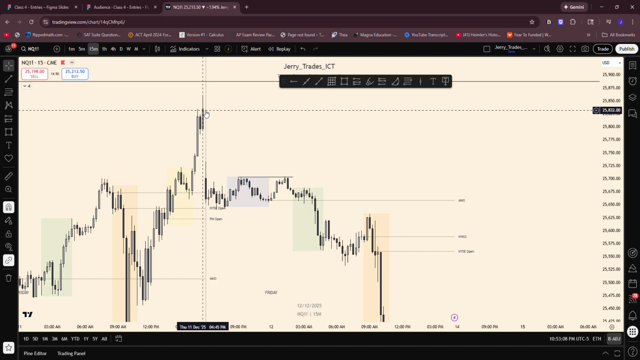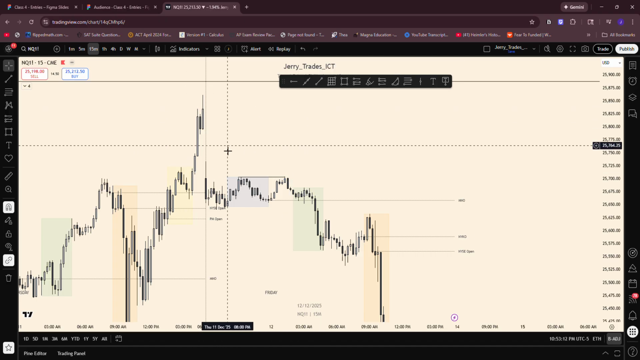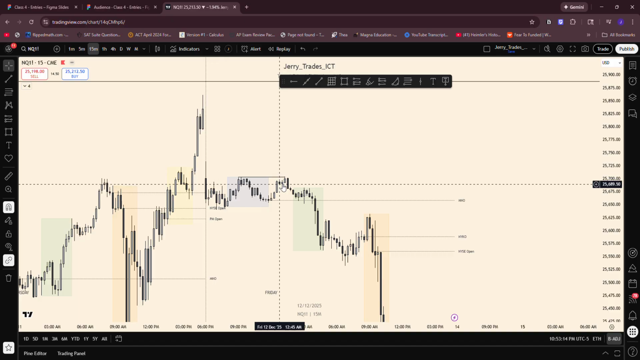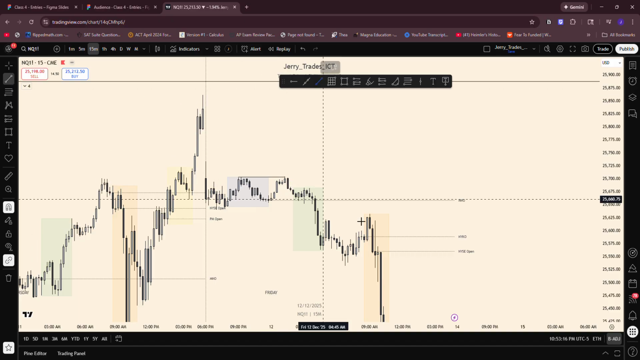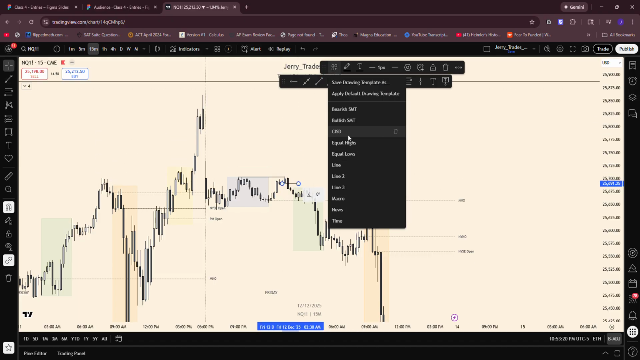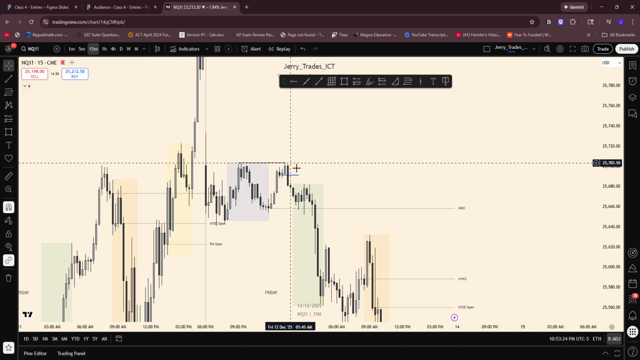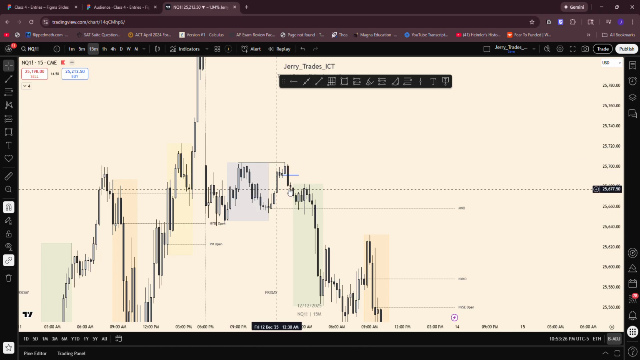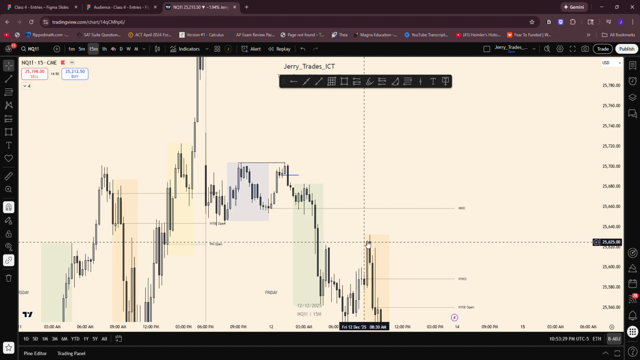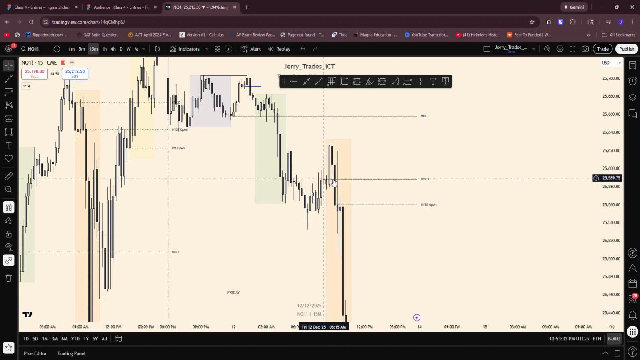So Asia highs, we tap into the new day opening gap right here. It's right here and right here. We tap in, right? Since we're bearish, we don't trade above 50% clearly, and we move higher. 15-minute change in state delivery is here. So that is our daily profile.